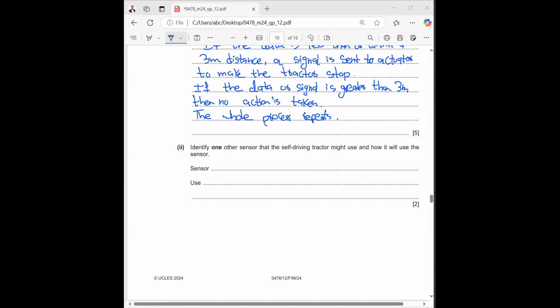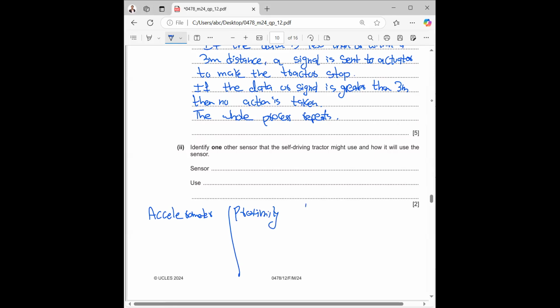Then I have the second part. The second part says to identify one sensor the self-driving tractor might use and how it will use the sensor. I'm just giving you a few examples of sensors. You just need to write one. You can write accelerometer, proximity, or light sensors.